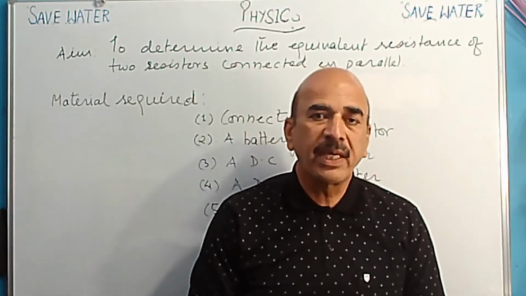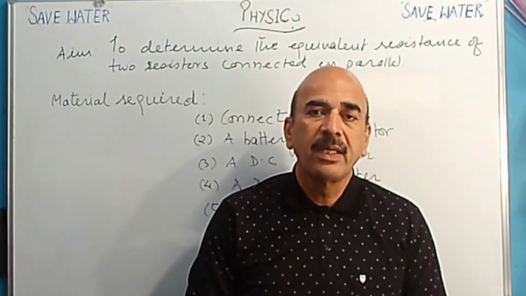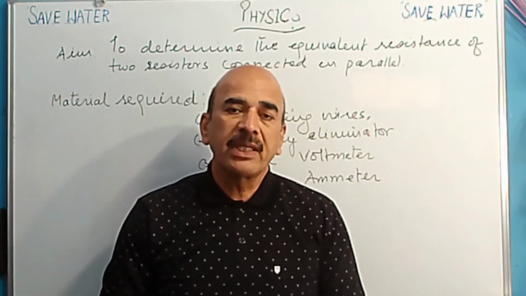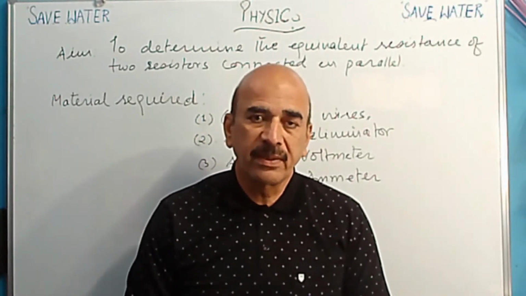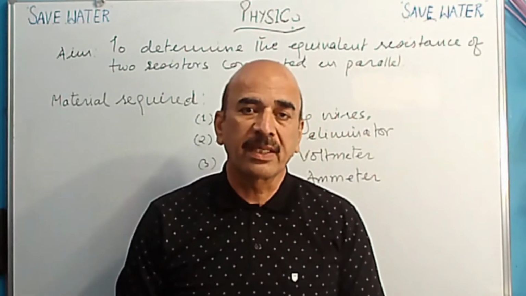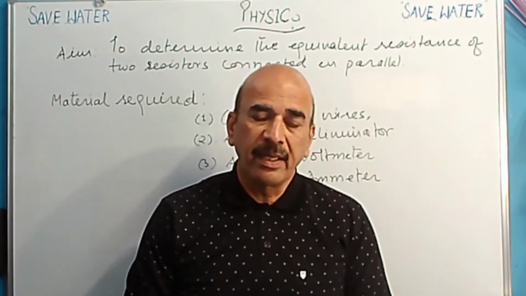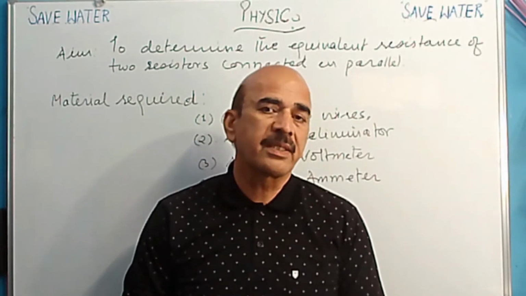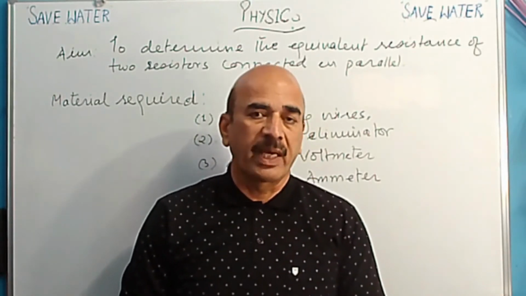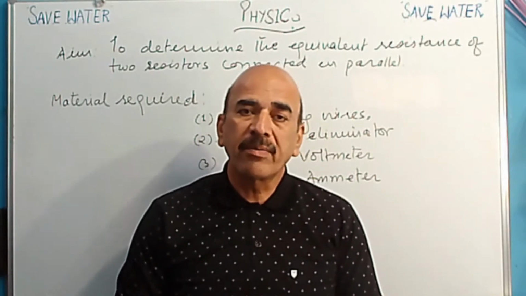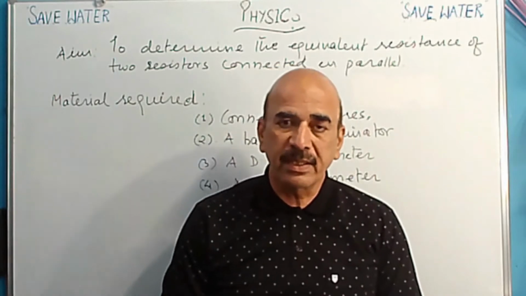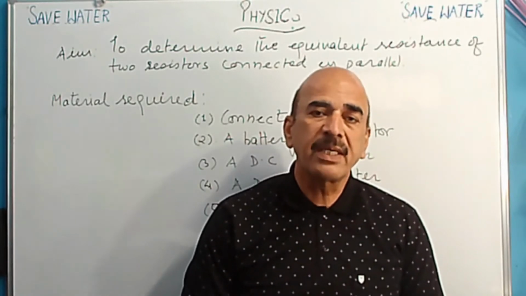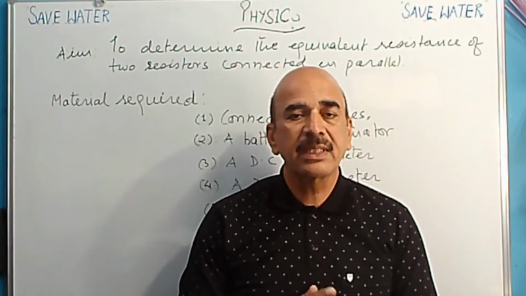Before this, in the electricity chapter, we have done how many experiments? Two experiments. Number one, the verification of Ohm's law, or we can say to determine the dependence of potential difference across a resistor when current is passing through it, and to find the resistance of the resistor. The resistor we used was a nichrome wire. After that we performed the experiment to find the equivalent resistance of two resistors when connected in series. So today we are going to find the equivalent resistance of two resistors when connected in parallel. So this is the third experiment.